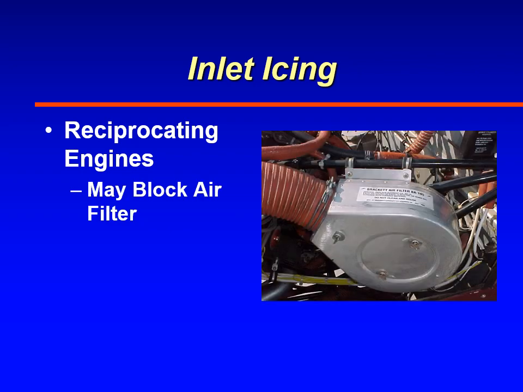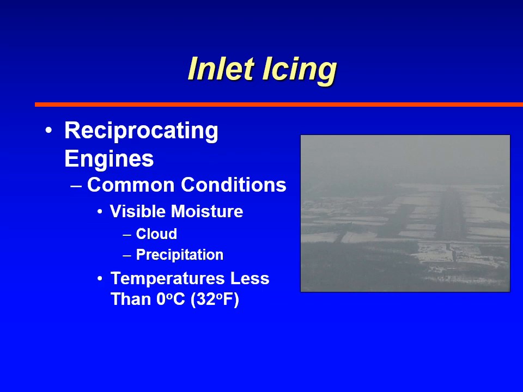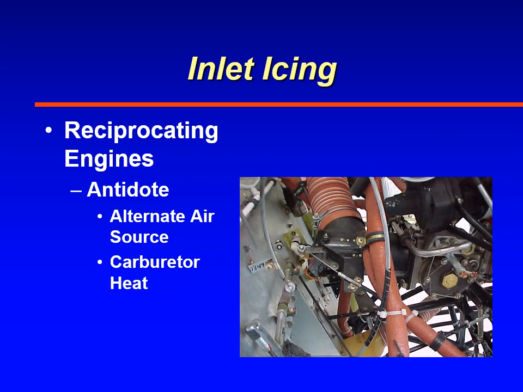So when air filters ice over, when enough water is ingested and freezes on the filters, it'll clog the airflow going into the engine. And this can happen with carbureted airplanes, and can also happen with fuel-injected airplanes. So the most common conditions for inlet icing is when you have visible moisture, in other words clouds and precipitation, and temperatures that are colder than 0 degrees Celsius, or in other words 32 degrees Fahrenheit.